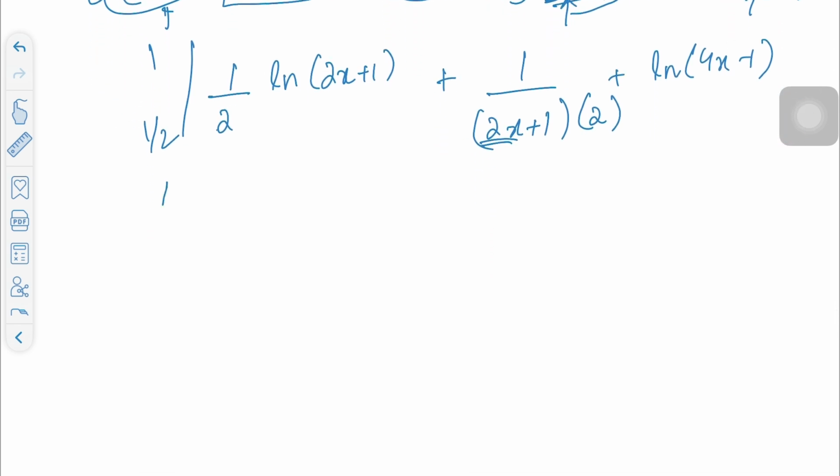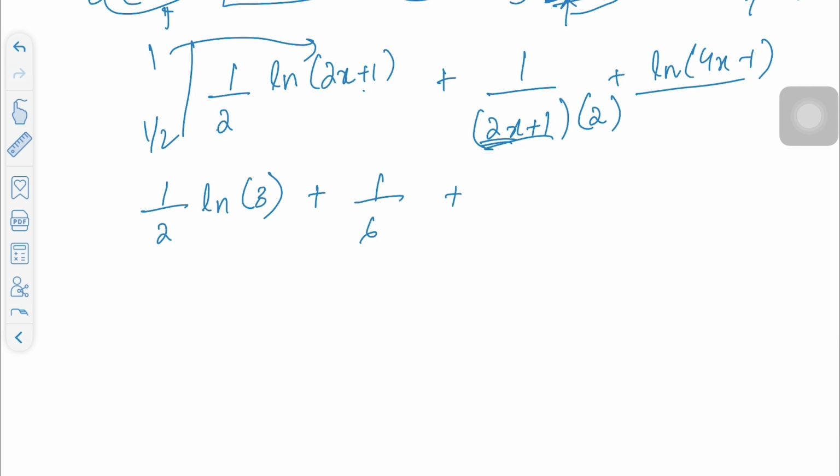This would be 1 over 2 ln 3 plus, and we have applied the 1 part, so this would be 2 plus 1, 3. This would be 3 and 2, 1 over 6. This would be 4 minus 1, that would be ln 3. This is the upper limit.